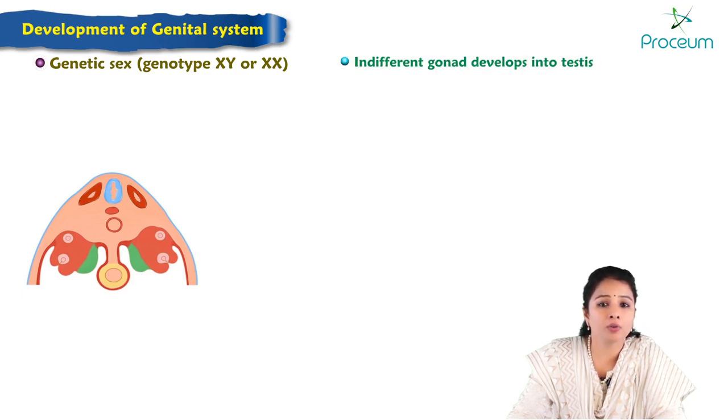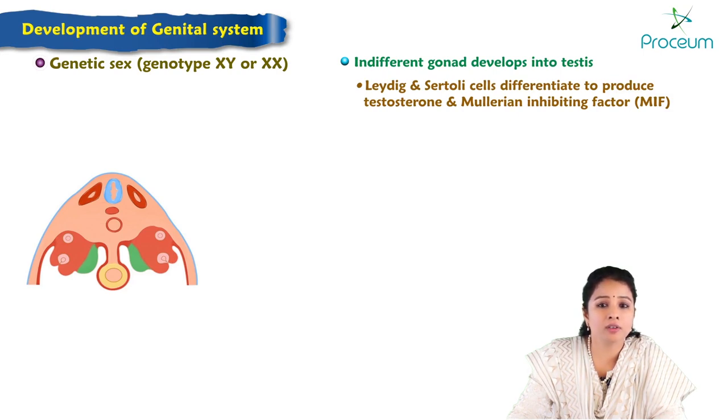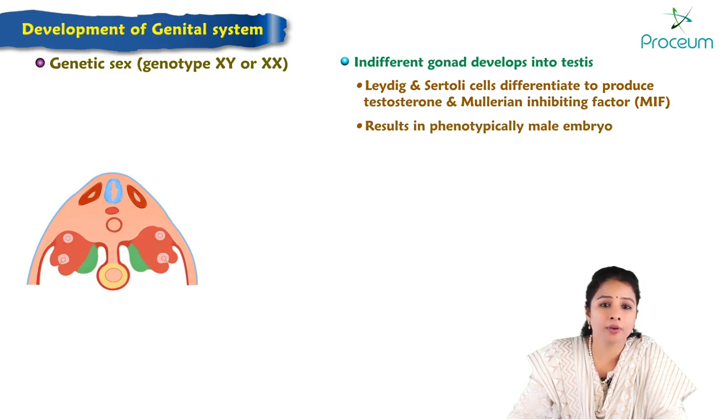As the indifferent gonad develops into testis, the Leydig and Sertoli cells differentiate to produce testosterone. And Mullerian inhibiting factor, that is called MIF, so this factor is also produced by the Leydig cells and Sertoli cells. So this leads to phenotypically male embryo.